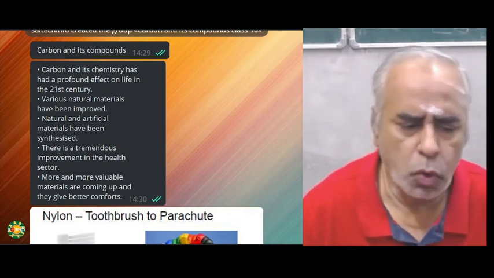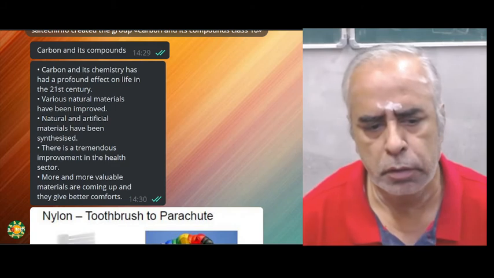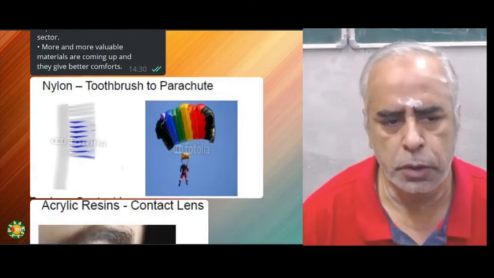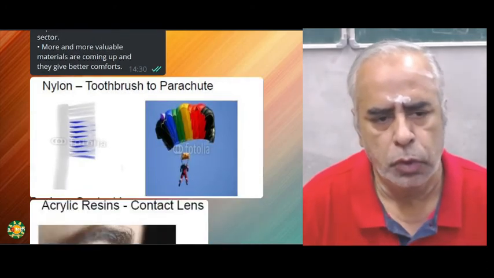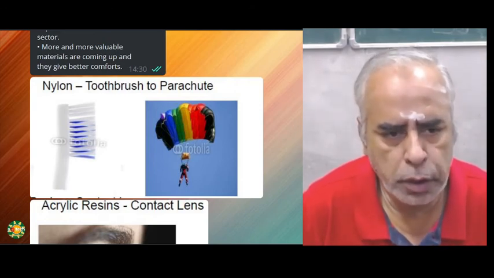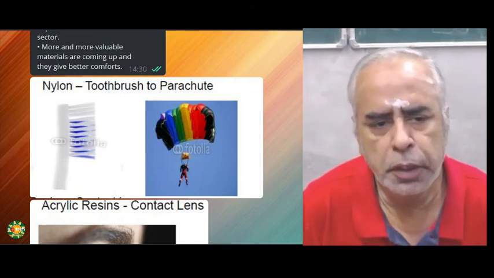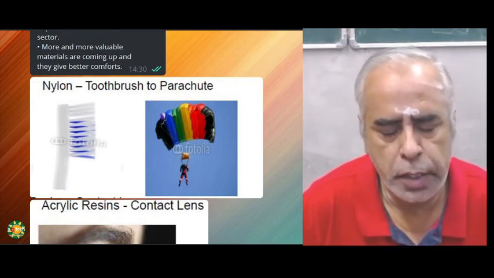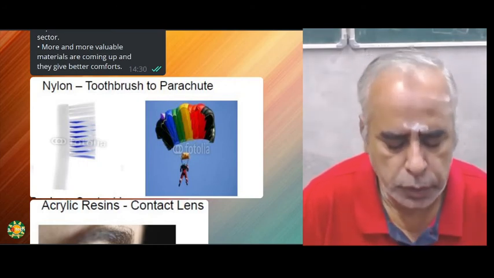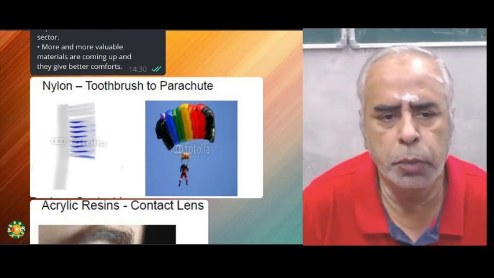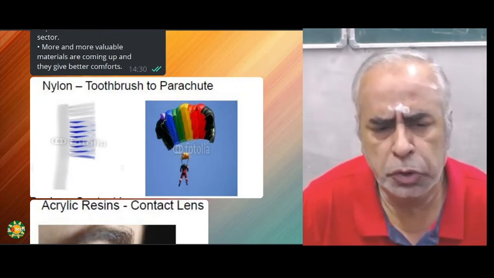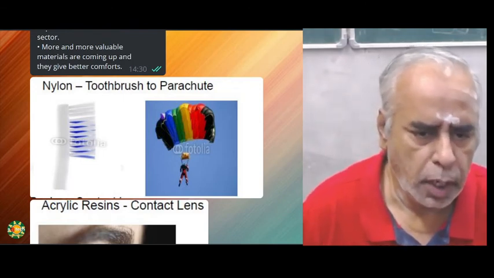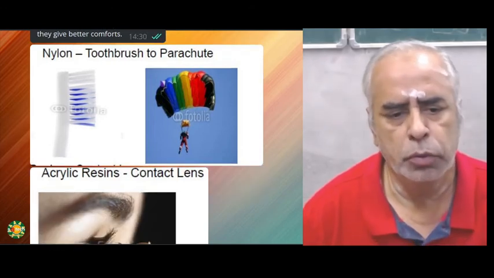In fact, more and more valuable materials are coming and they provide us better comforts. For example, you cannot miss chemistry even in the early morning when you get up from the bed. You are using a toothbrush, where nylon is an essential material, and that is nothing but a chemical polymer. And from toothbrush to parachute, this chemical is extensively used. And after all, it is an organic compound.